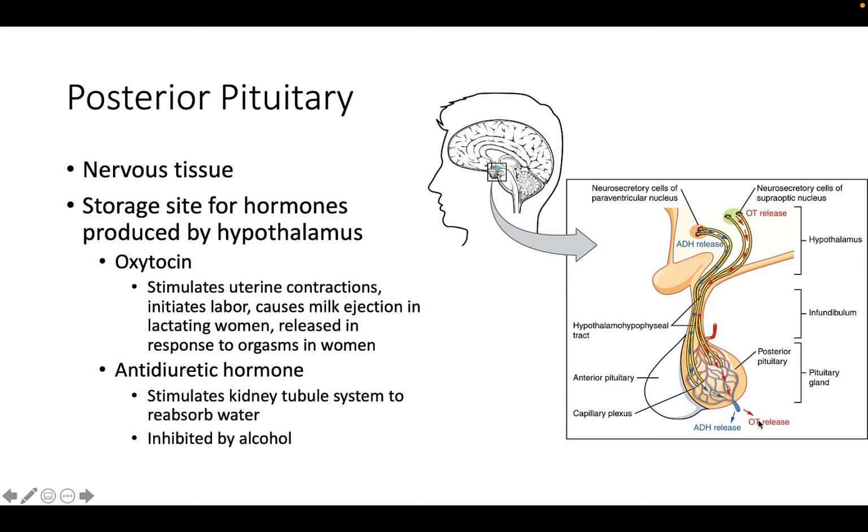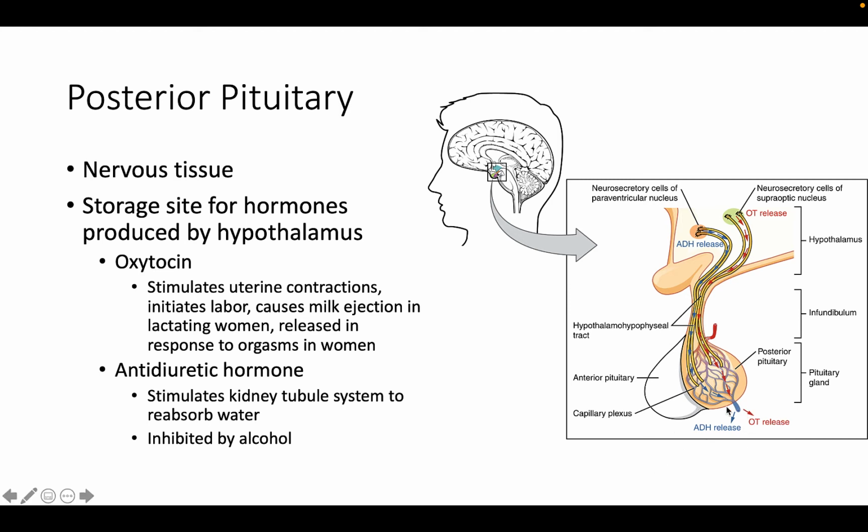Oxytocin will go on to stimulate uterine contractions to initiate labor, also causing milk ejection in lactating women. Not the production, just the ejection. And then also oxytocin is released in the sexual response for orgasms in women.